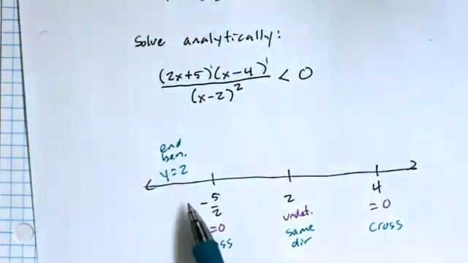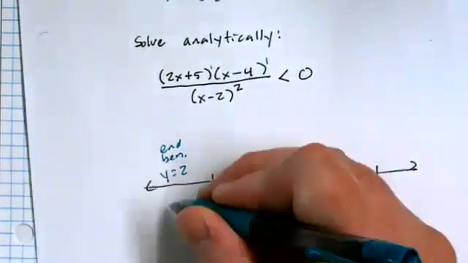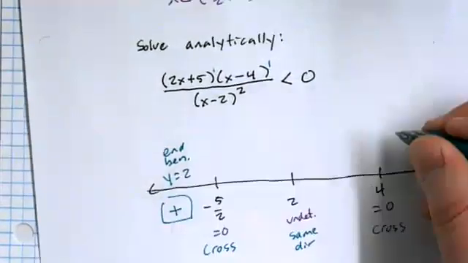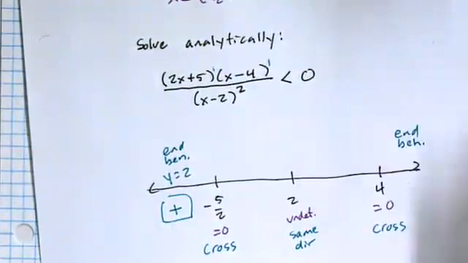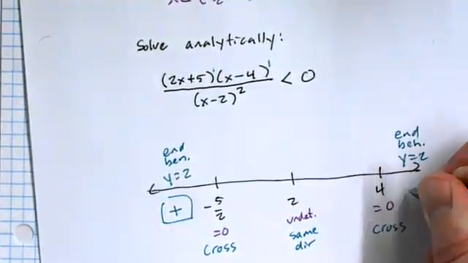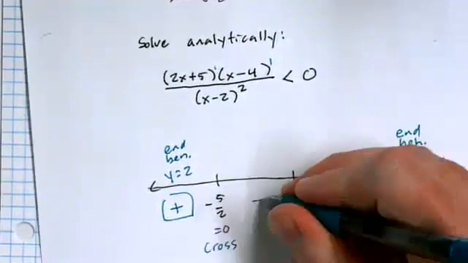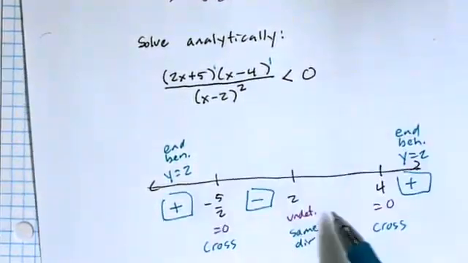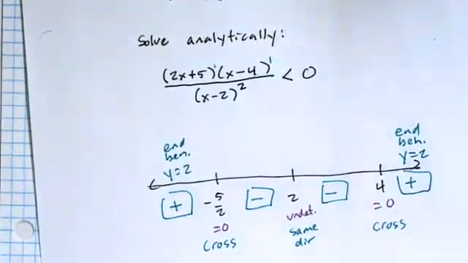So is this positive or negative in this region? 2 is positive, right? So it's got to be positive here. And the end behavior here is also y equals 2, which is also positive. And I know I've got a cross, which would make this negative. And then I've got to go in the same direction, so it's going to stay negative. And then I've got a cross, and that gets me back to a positive. And there we go.